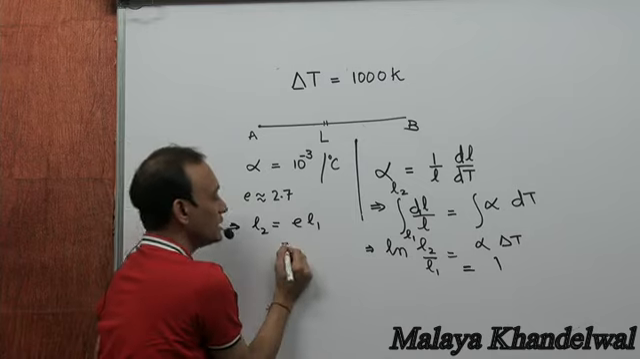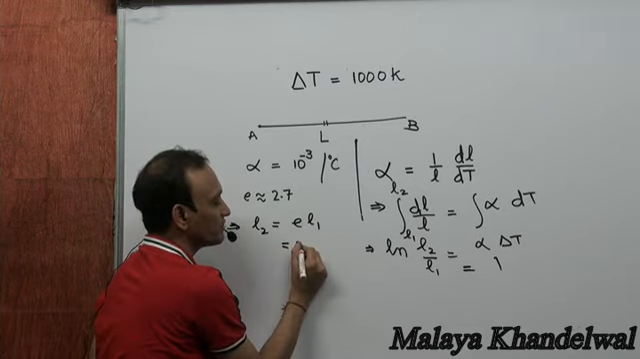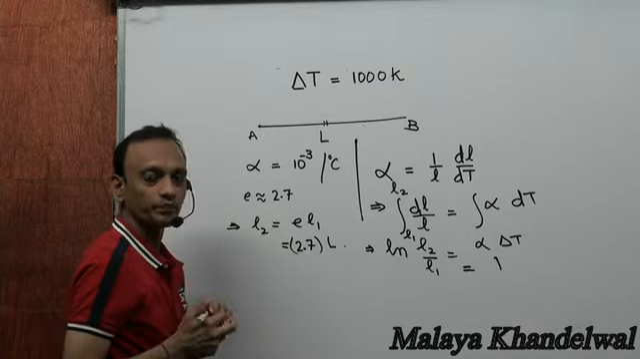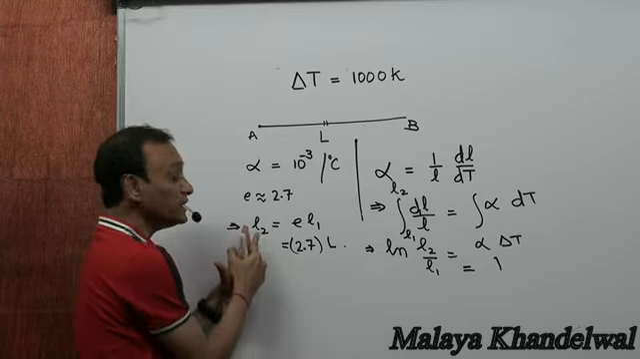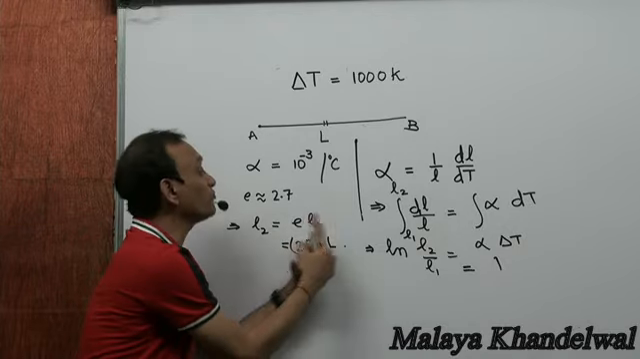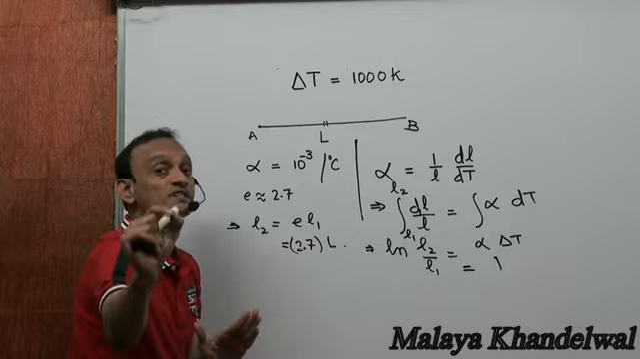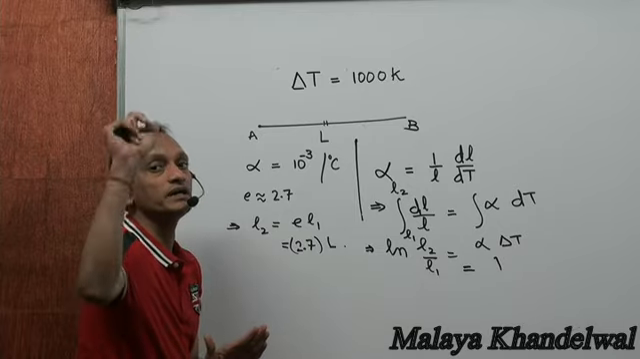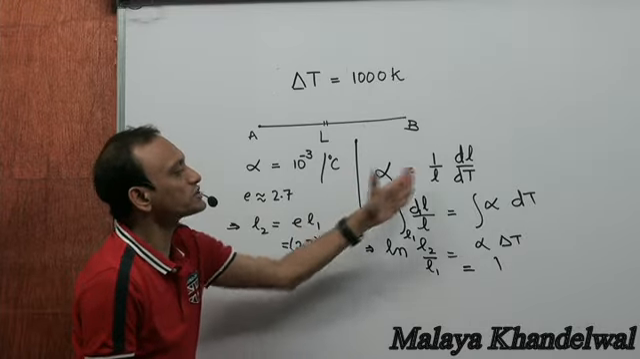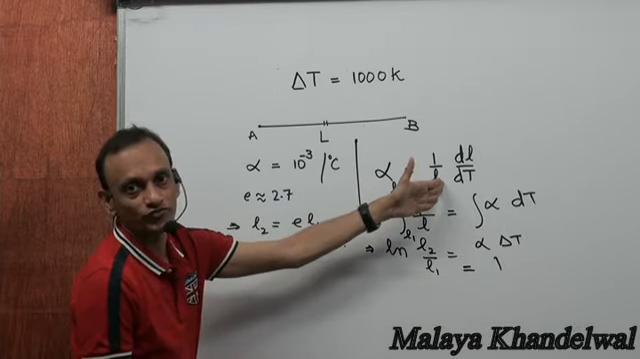L1 is capital L, so L2 is roughly 2.7 times capital L, right? So very clearly, the final length is more than twice the initial length, more than 2.5 times the initial length. So you would see that options A and B are eligible for this problem. Very simple. It's based on a direct definition of alpha, the coefficient of linear expansion.